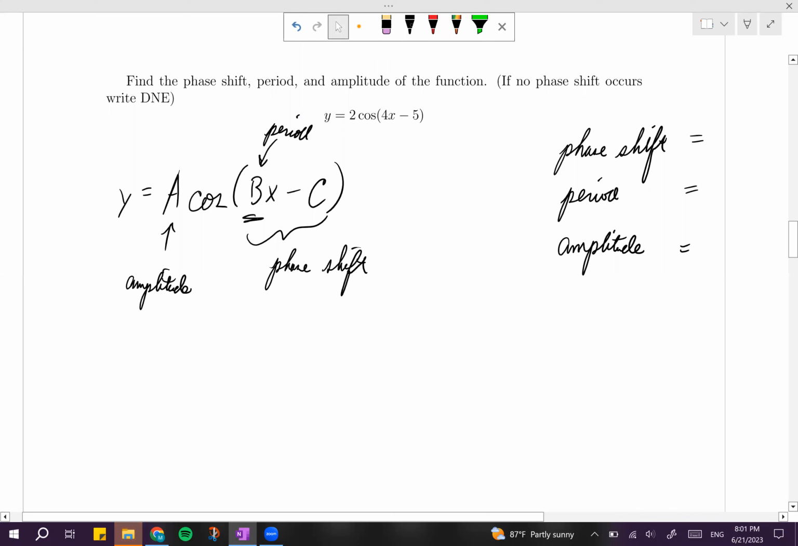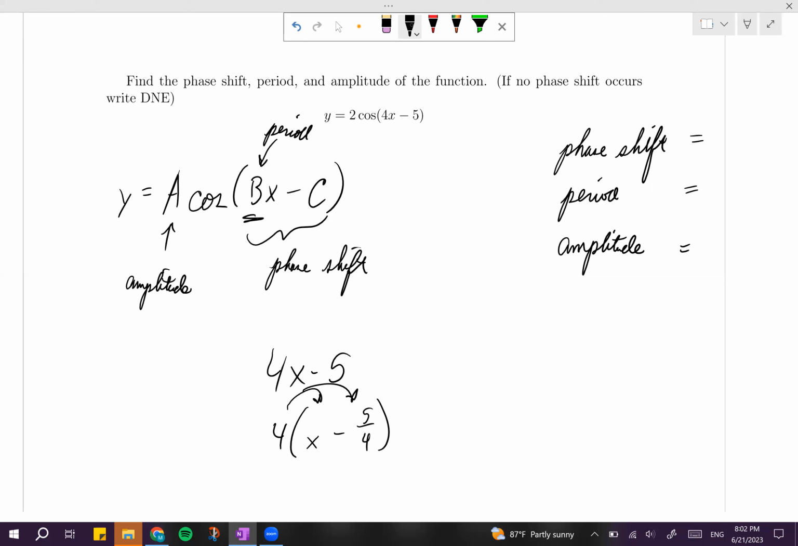So the first thing I'm looking at is my phase shift. Whenever I'm doing my phase shift, I'm seeing how much I'm moving to the left or to the right. So I look at, on the inside I have 4x minus 5. I'm going to pull a 4 out times (x minus 5 over 4). And I could distribute this back and I would get the same thing right here.